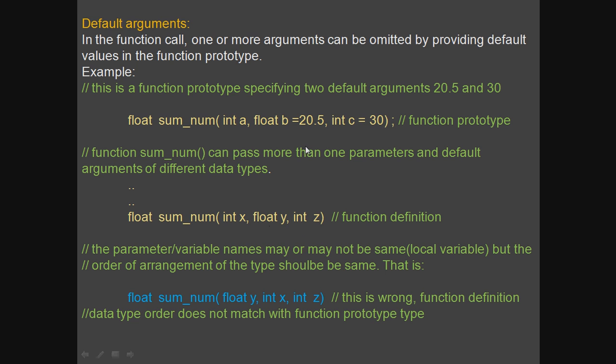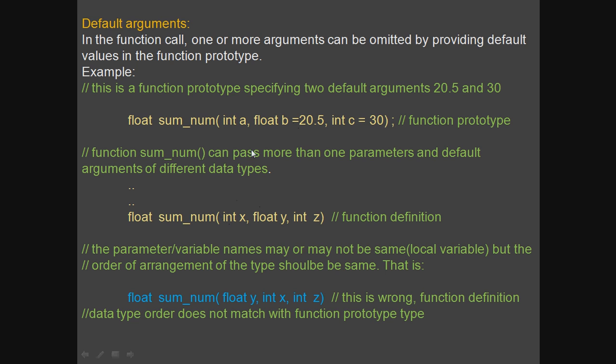It is important to note that the parameter names may not be the same, because they are local only to this particular function definition body, right? It need not be a, b and c here. You may have x, y and z, or l, m, n also. It does not matter. What matters is the arrangement of the data types. If here it is integer, here also it should be integer. If here it is float, it should be float here. It cannot be that in the function prototype it is integer, float, and in the function definition it is float, integer.